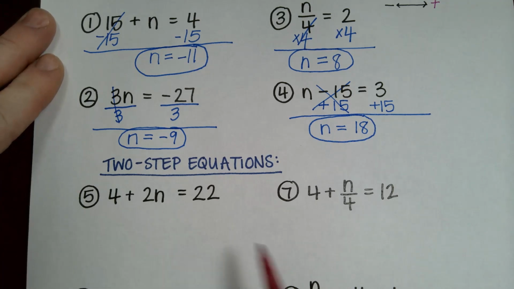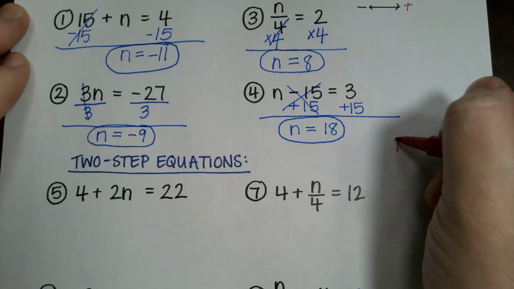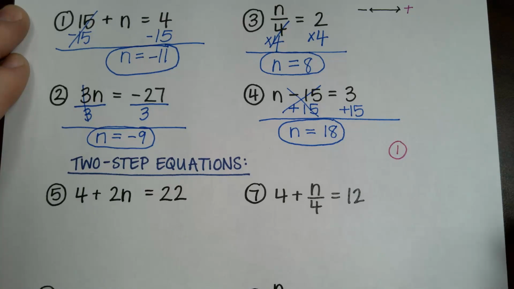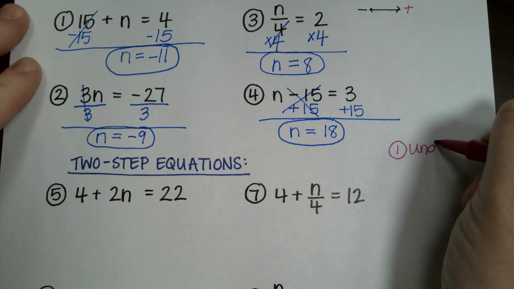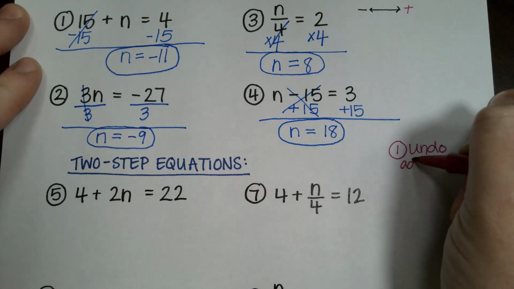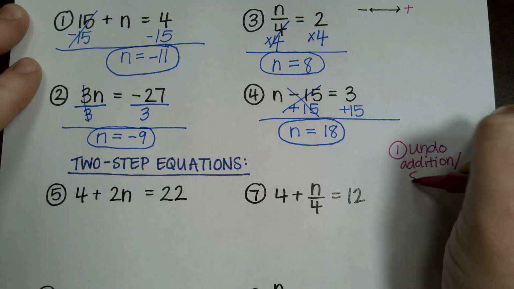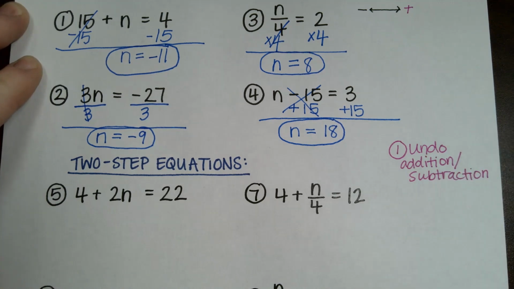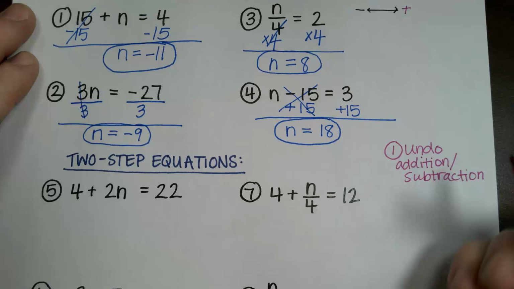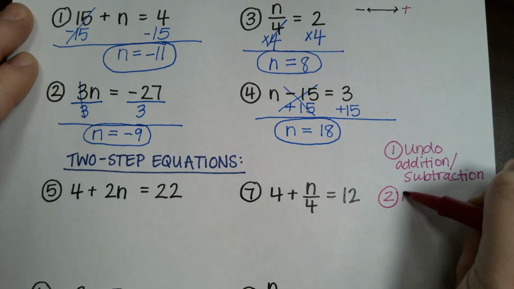So I'll make a little list out to the side. I would write this on your practice quiz as a key. The first thing we do is undo addition and subtraction. And once all of the addition and subtraction is gone, then we can do multiplication and division.